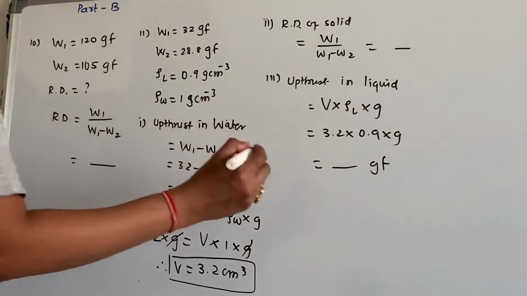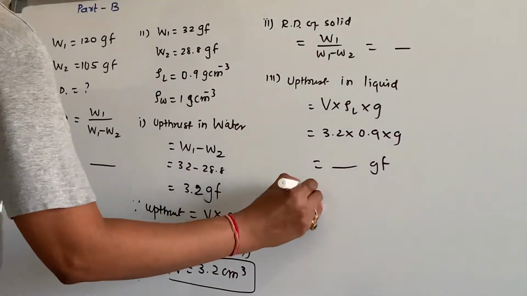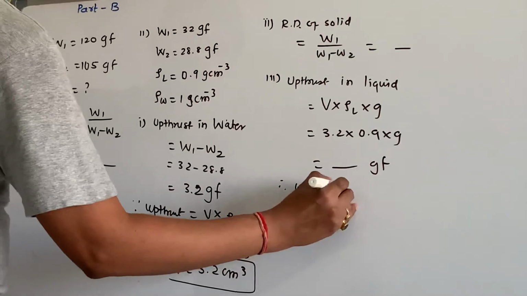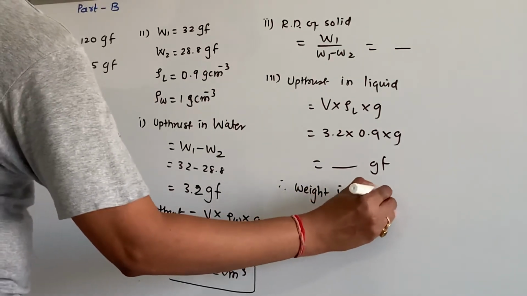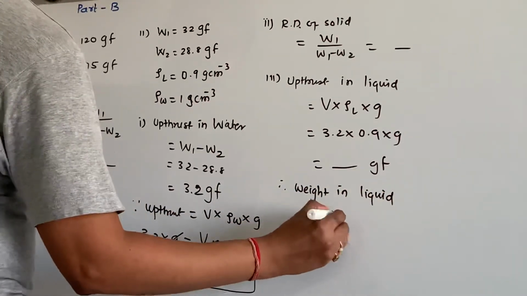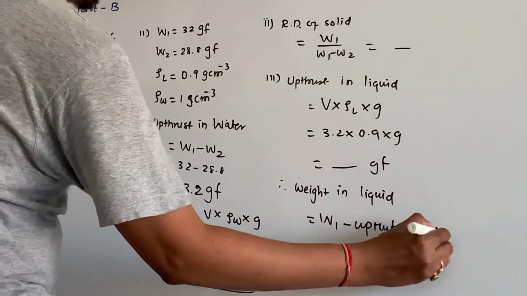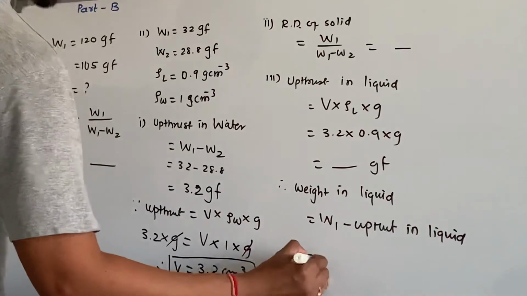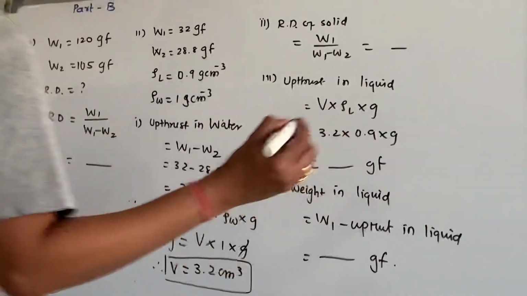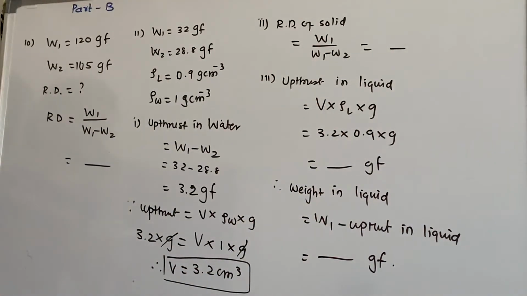Then next part, therefore weight in liquid is equal to W1 minus upthrust in liquid. Right? If you solve this, you will get something gf. That is your answer. Right? Now come to question number 12.